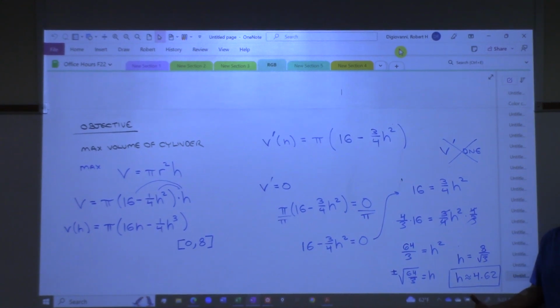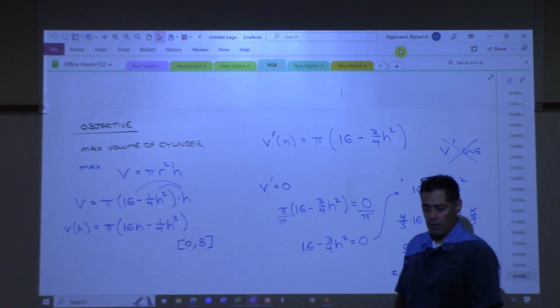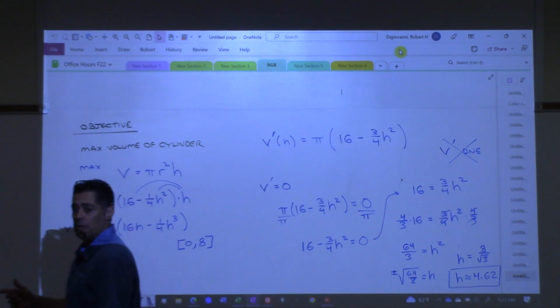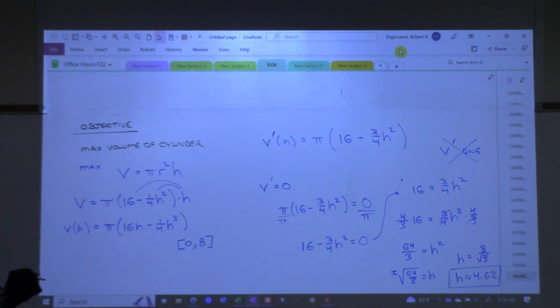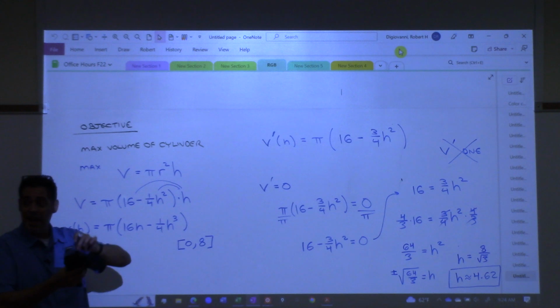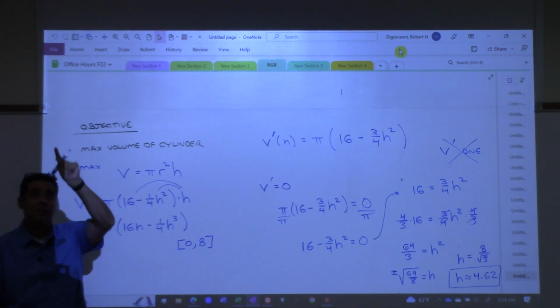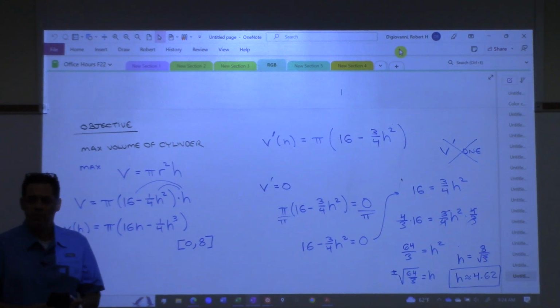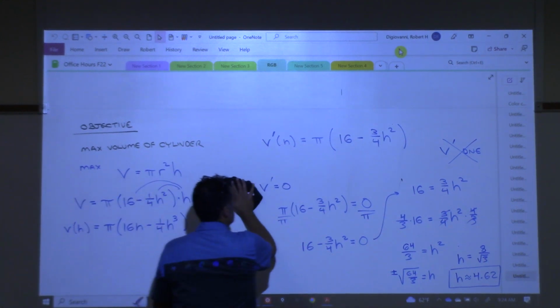What do I do with this? Plug it into the original function along with the two endpoints, right? But we kind of already know what's going to happen at the two endpoints, right? If your height is 0, what's your volume going to be? And if your height is 8, that means it's just going to be from North Pole to South Pole. You can't have any width then, right? So the volume's going to be 0 as well. But I'll check it just to show.